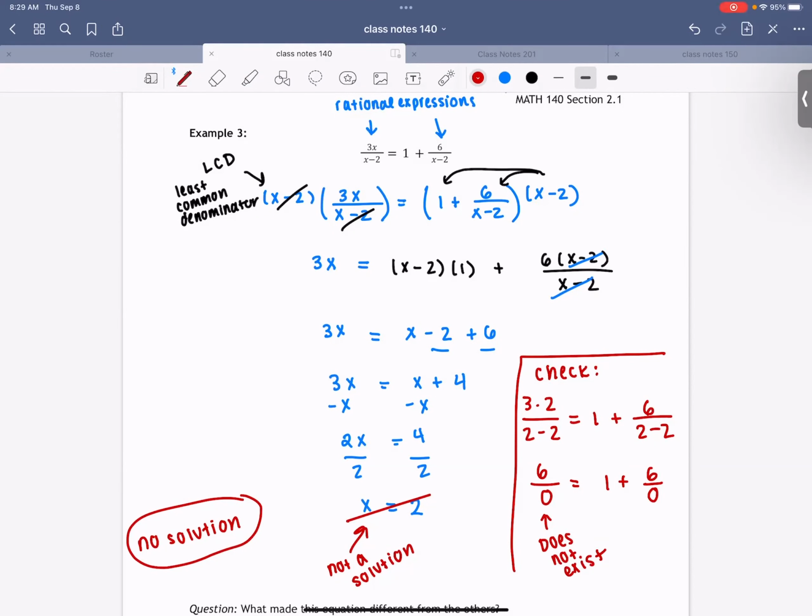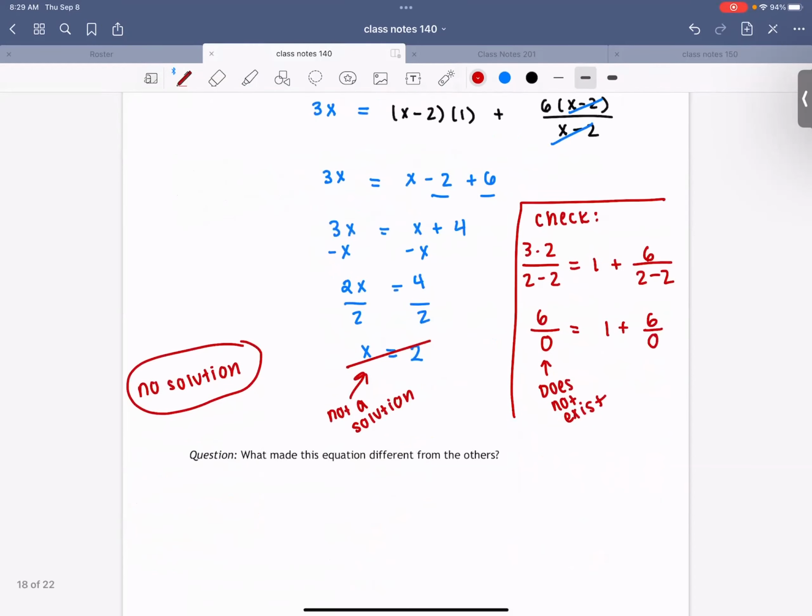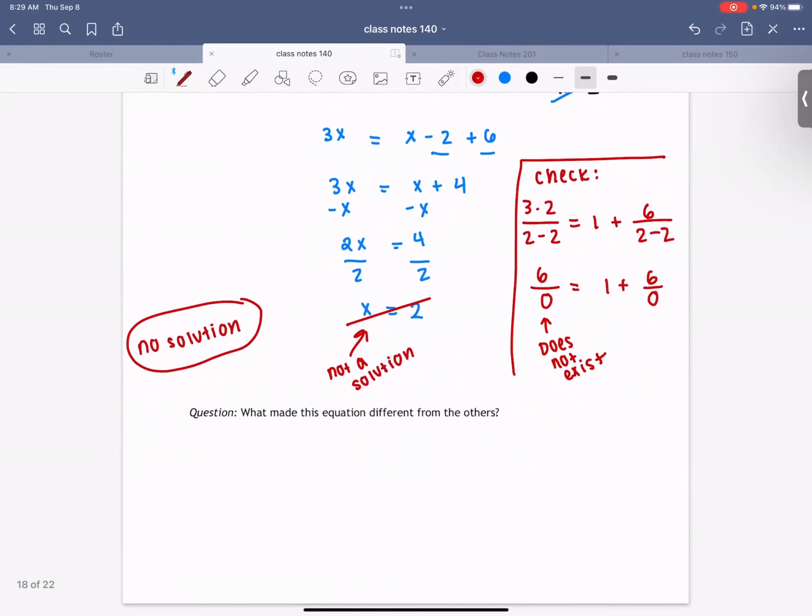Okay, so we did this equation, we did everything right, but it turned out that one of our solutions didn't actually work. Let's try to figure out what happened here. So the question I wanted to ask was, what made this question different from the other? This question had a rational expression. It had a polynomial in the denominator, right? So this was a rational. It had x in the denominator.